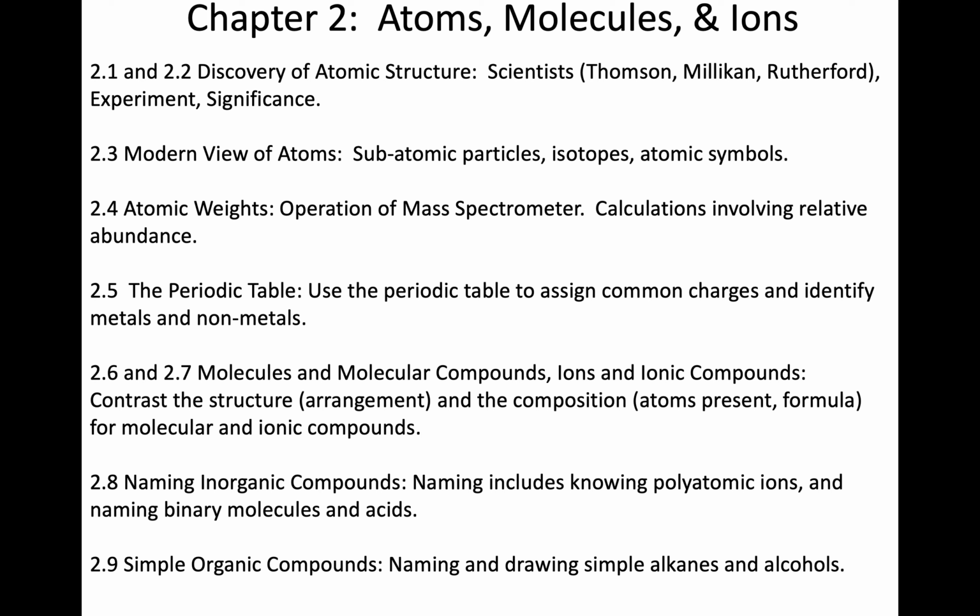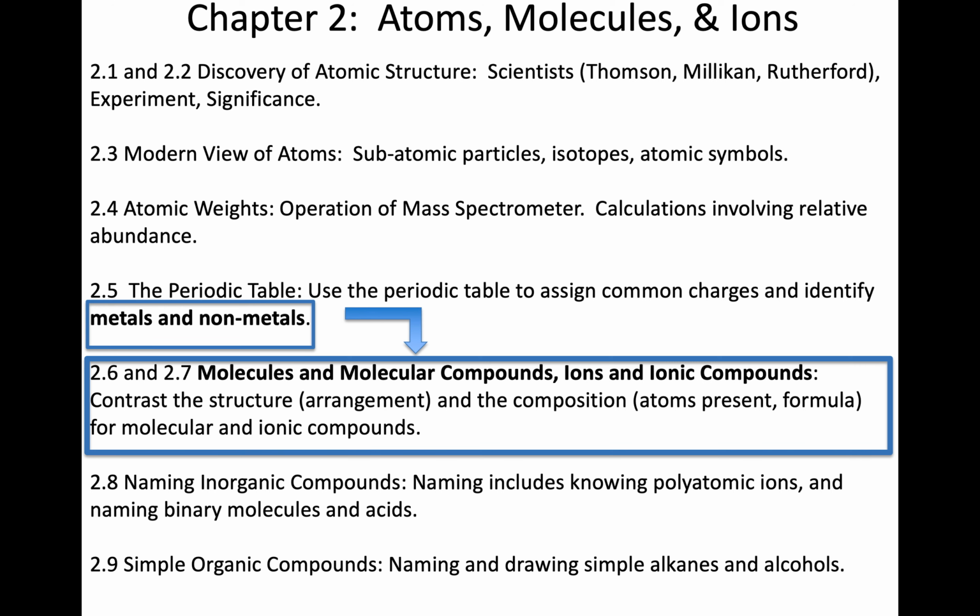In this video, we're going to look at some ideas from Chapter 2. We're going to begin with considering the portions of the periodic table that are describing metals and nonmetals. Then we'll use that information to consider molecules and molecular compounds and compare and contrast those with ions and ionic compounds. In that section, we're especially interested in considering the structure, how the particles are arranged, and the composition, the atoms that are present and their representation with a formula.